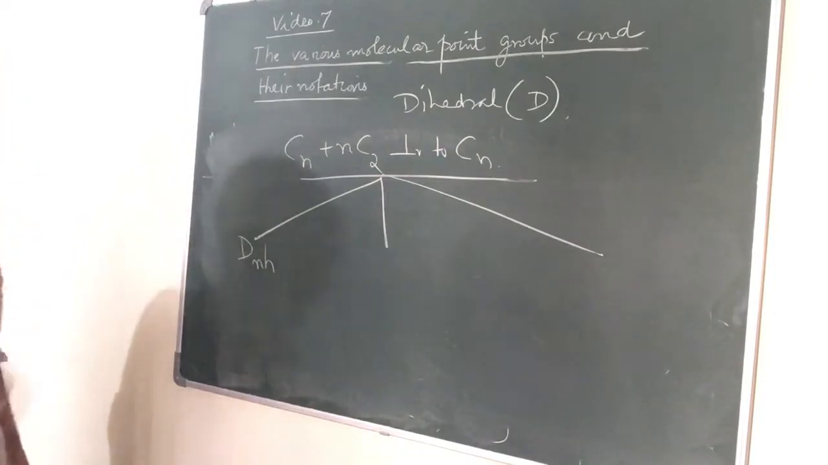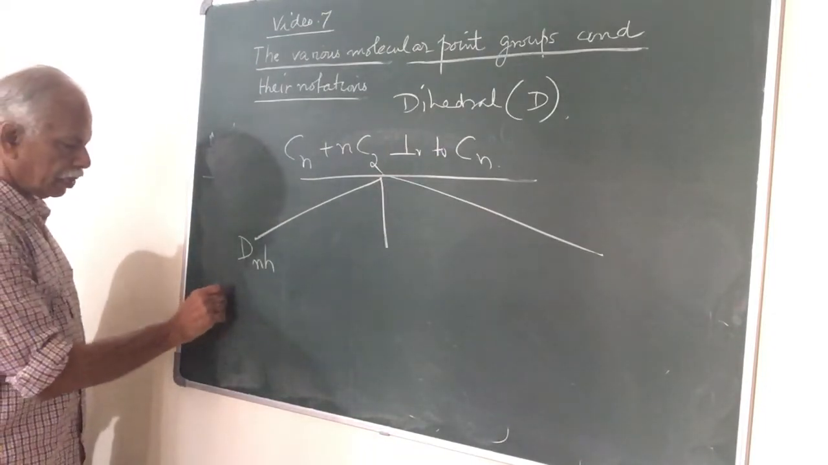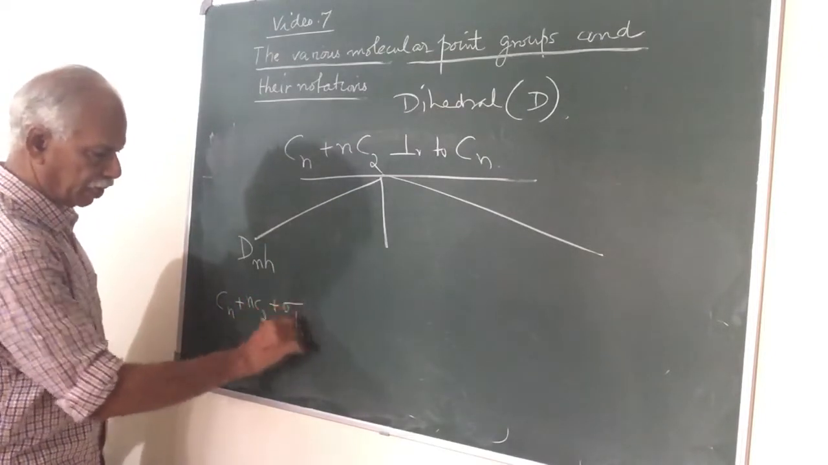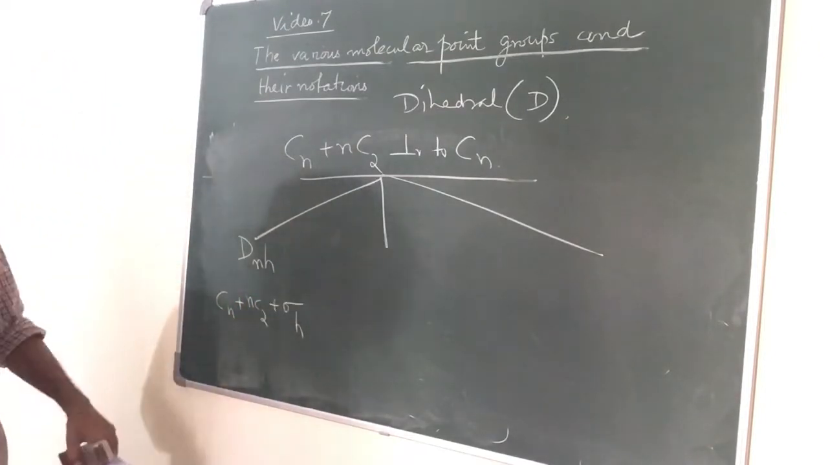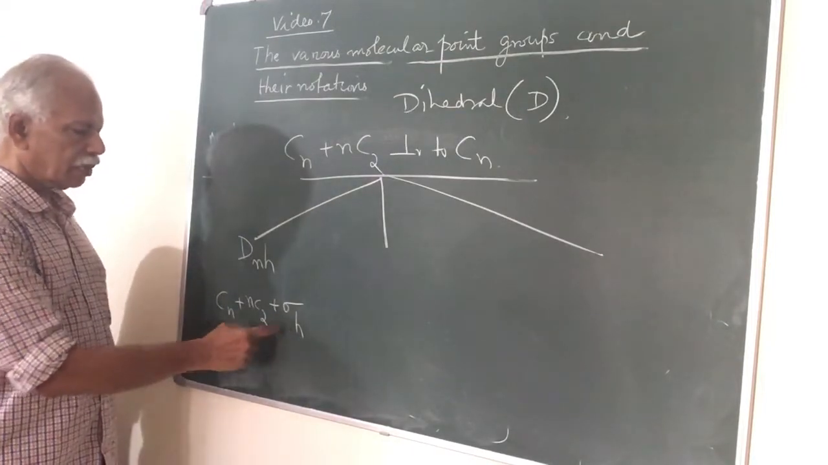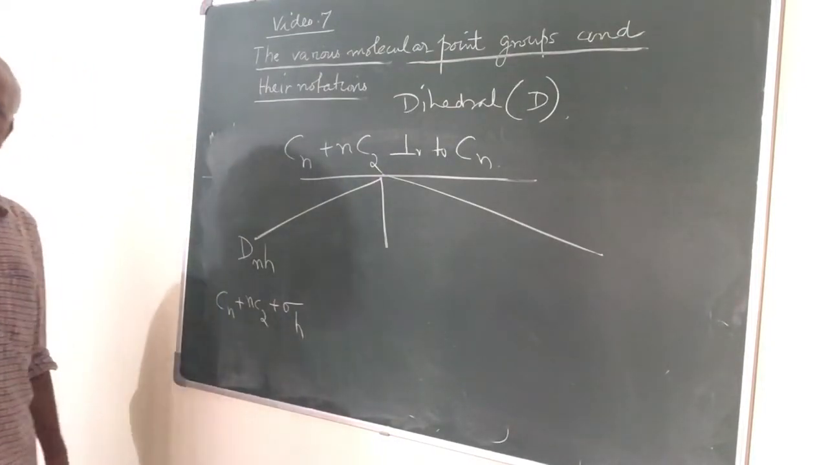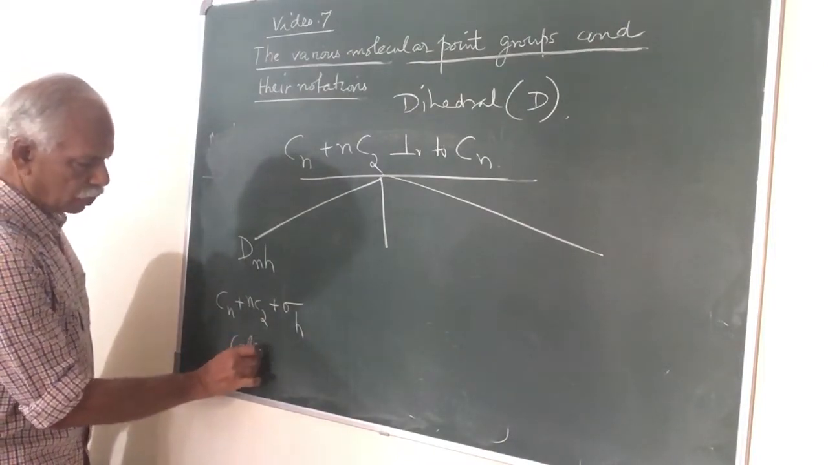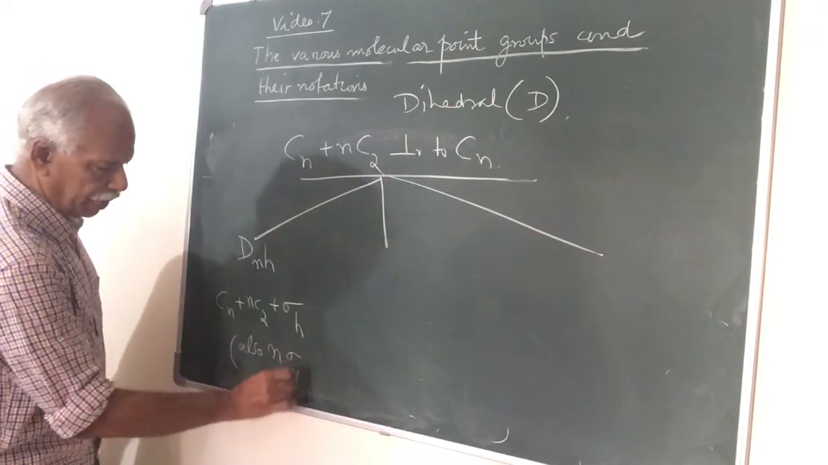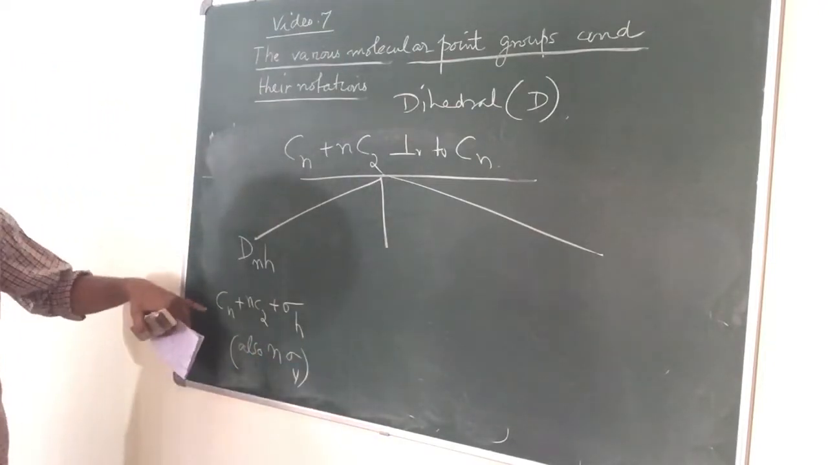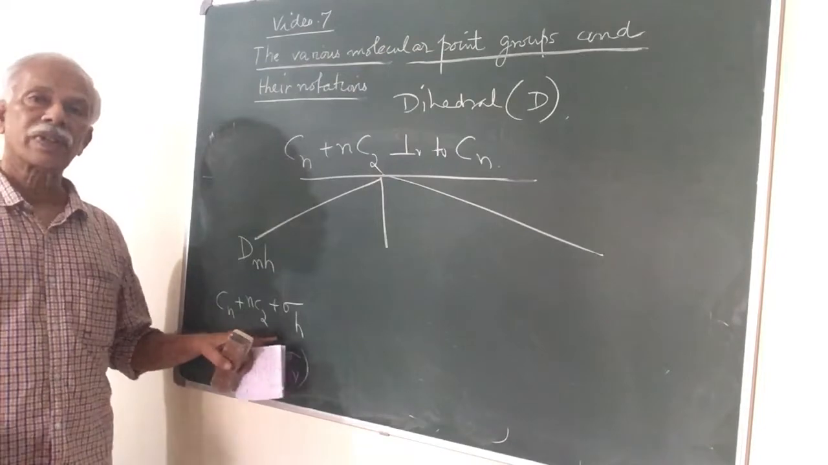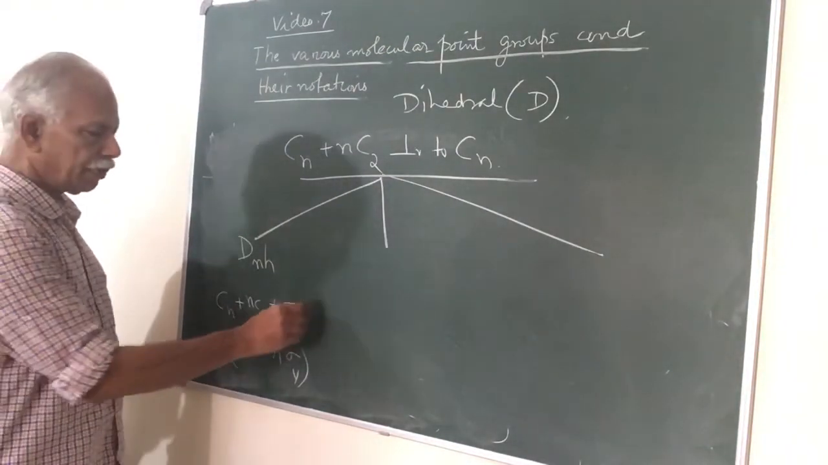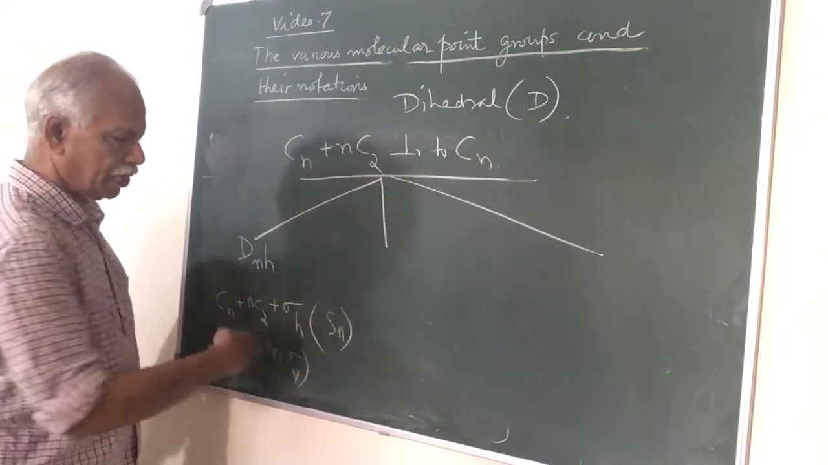Dnh, which has Cn, nC2 plus sigma h. When sigma h combines with C2, which also lies in it, together it will give sigma v. So also it has got n sigma v's. Then because there is a Cn and a sigma h, their product, which is Sn, will also be present in the molecule, Sn.